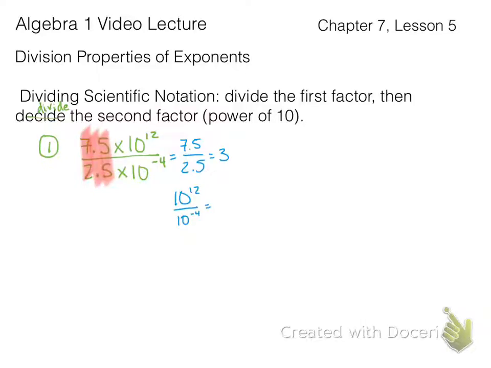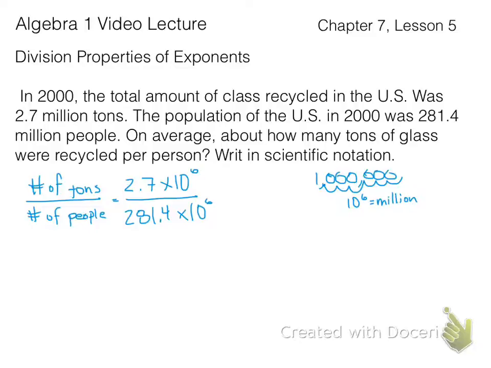10 to the 12th minus negative 4 is going to be, remember guys, this is add the opposite, so the subtraction sign turns into a plus, the negative 4 turns into the opposite, so that's going to end up being 10 to the 16th. And then just combine the factors again. So it's going to be 3 times 10 to the 16th. Pretty easy, cheesy, lemon squeezy. All right, we're halfway through.